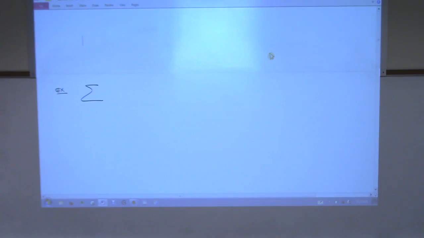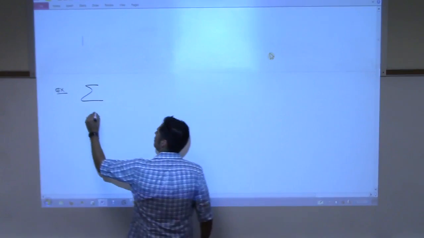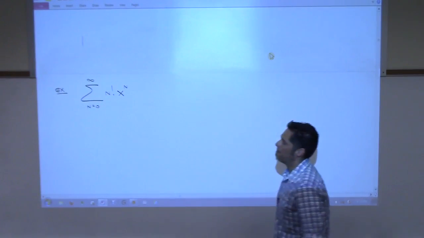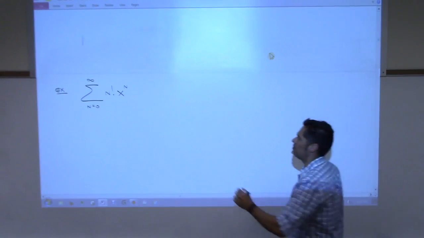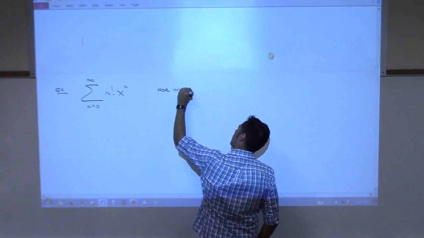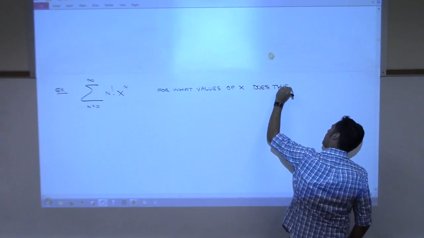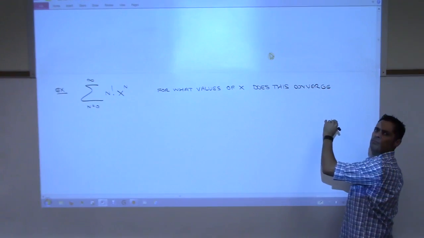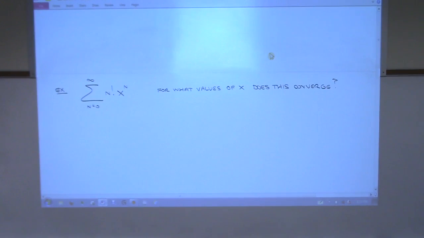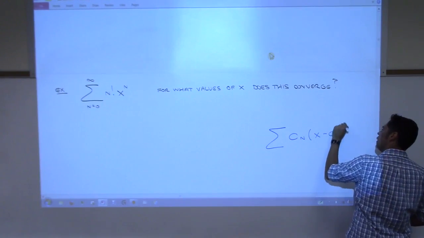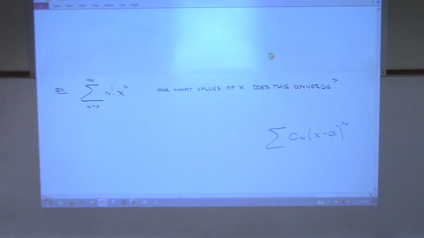All right, so here's our example. How about the sum from n equals 0 to infinity of n factorial times x to the n? What I'd like to know is this: for what values of x does this converge? Can you tell me right away one value for sure that you know it converges? Try and see this formula in there. Do you see this there? What's c sub n?